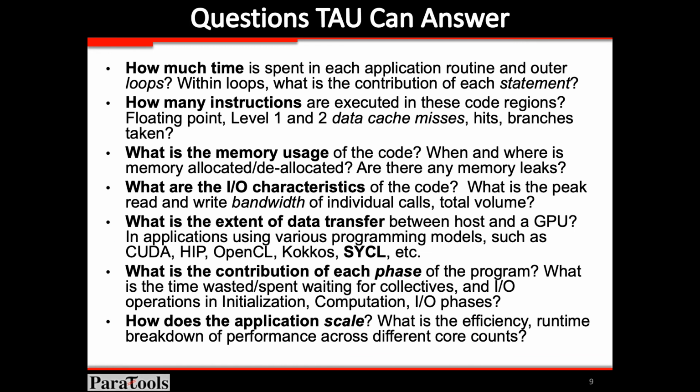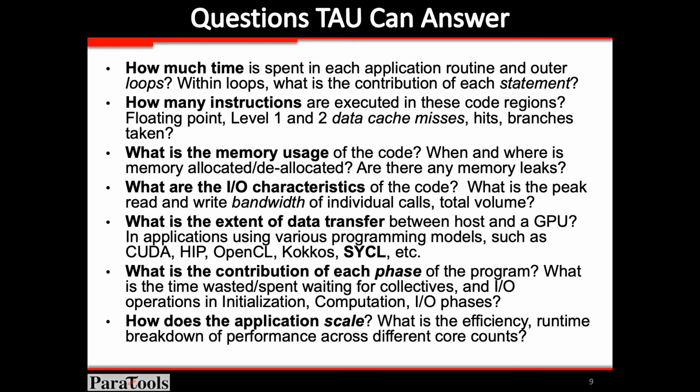Using the different instrumentation and measurement techniques available in TAU, and by measuring different metrics, TAU is able to answer many questions about the execution characteristics of applications. The performance questions that TAU can be used to answer include how much time is spent in each application routine at outer loops, and what is the contribution of statements within loops? How many instructions are executed in these code regions, and what do hardware performance counter data reveal about the mix of those instructions? What is the memory usage of the code and the I/O characteristics of it?